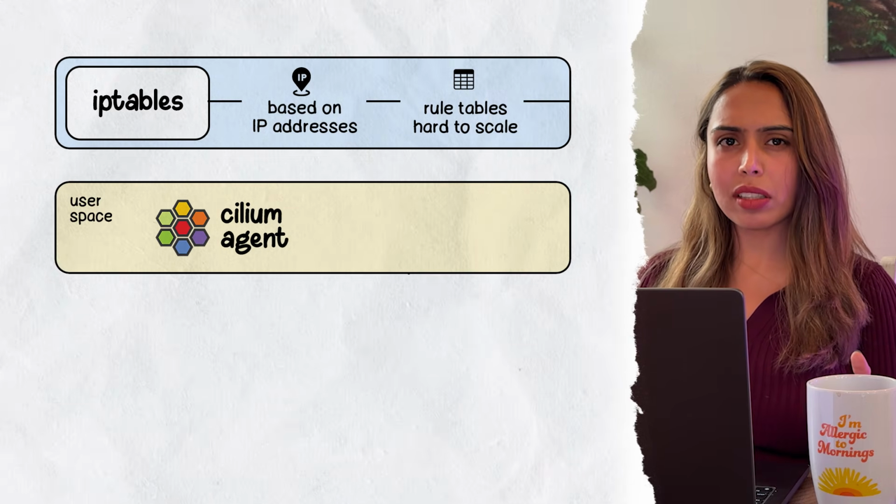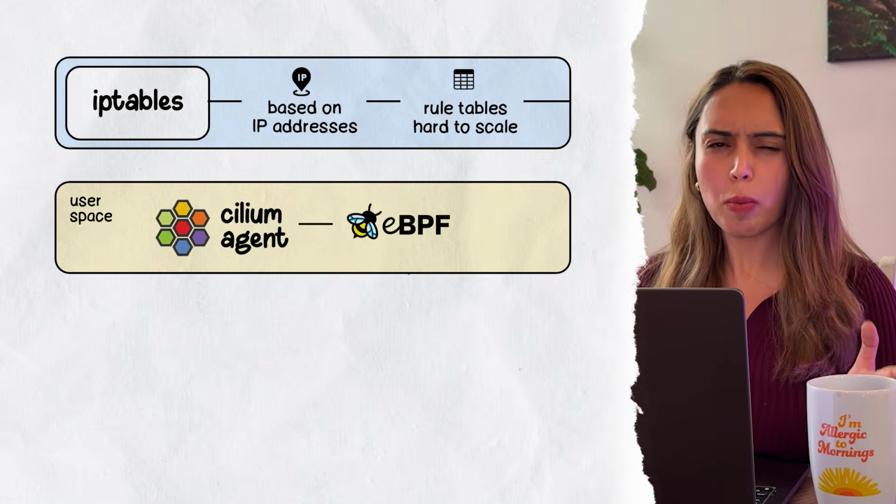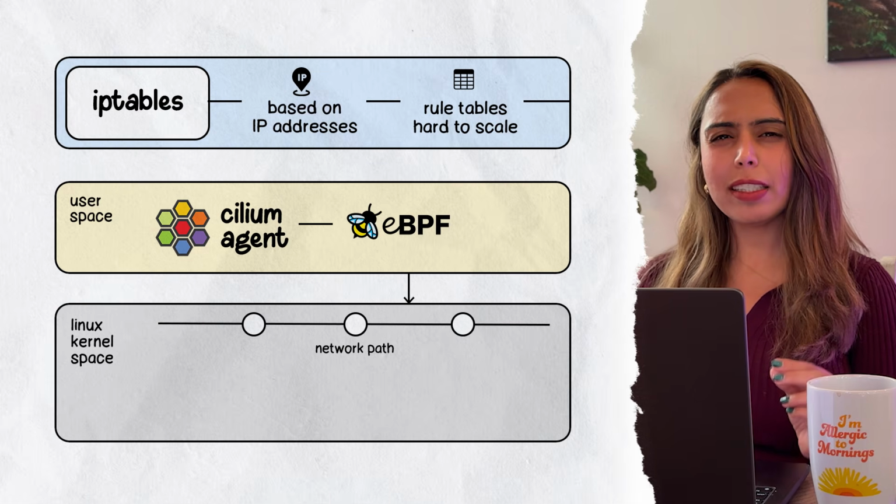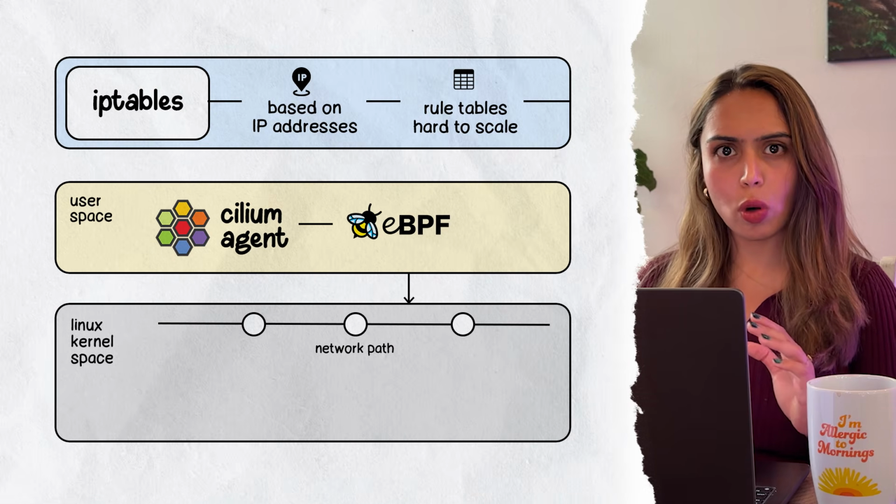Now, what does Cilium do differently? It uses eBPF, a kernel module, to enforce these network policies inside the Linux kernel, and it is based on workload identity, not just IPs.